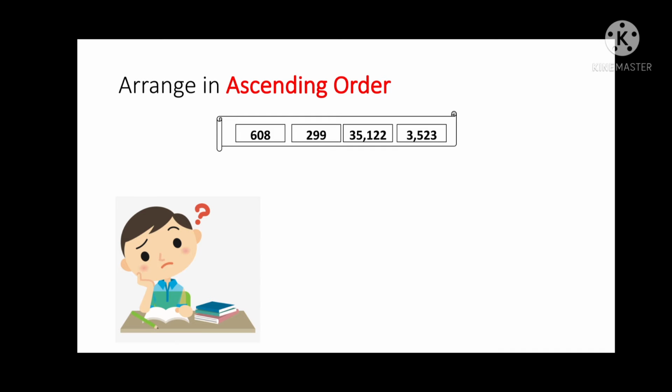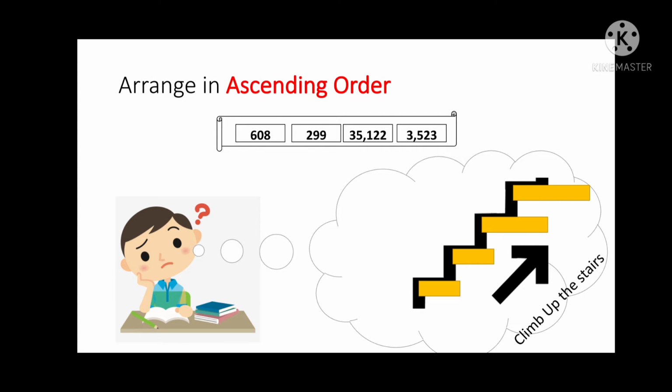Okay, let's try another question. Arrange in ascending order. Let's think of the bunny again. Can you tell me which number is the smallest value number among those? The smallest value is the hundreds place. Which one is smaller? 6 or 2? 2. So 299 would be the smallest value number here.